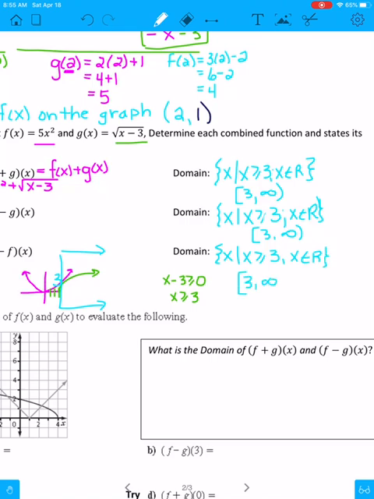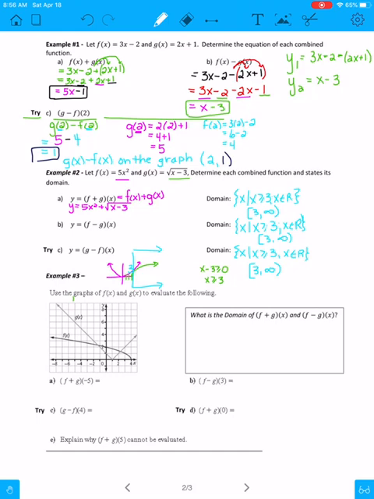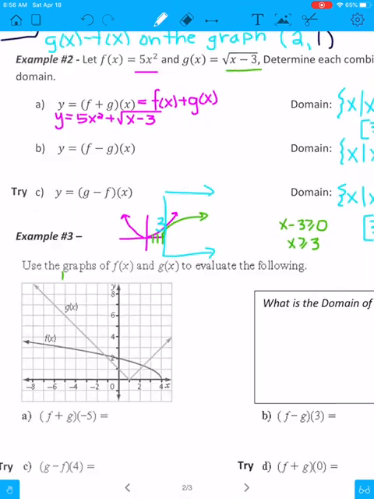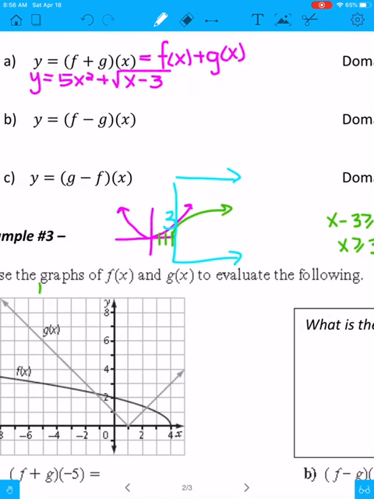Okay, so when you're looking for the domain, please look at the domain of each function separately and then figure out where they both exist, and that's the domain of the combined sum and difference functions. Okay, let's do f minus g together. So we have f minus g of x, so the first thing we're going to do is rewrite that as f of x minus g of x.